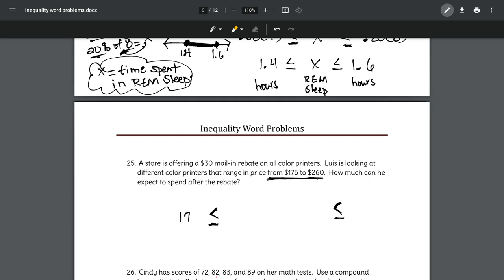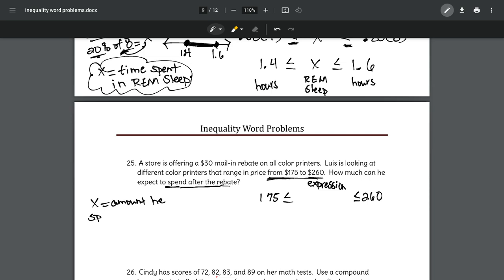All right, so the 175 is going to go here, and 260 is going to go there. I need to write this smaller so I can work it. I'm writing too big. I don't even have any room to work. And my expression is going to go in the middle, in between, okay? So it says, how much can he expect to spend after the rebate? So I need x to be the amount he spends after he mails in the rebate, okay?